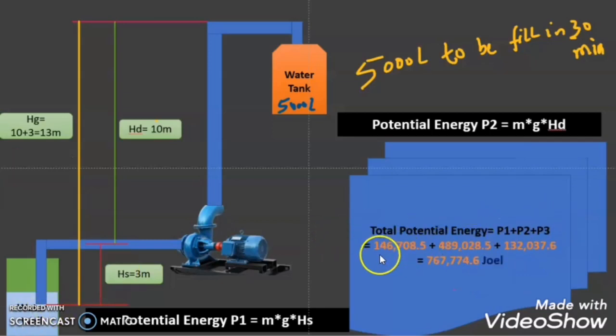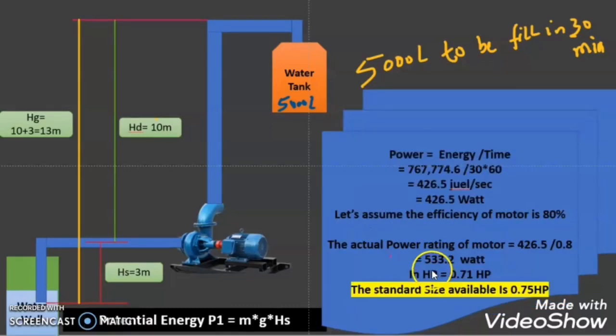Total potential energy is equal to the sum of all these, then it will come as 774.6 joule. So this is the total potential energy. Now we know that power is equal to energy by time. We know the total energy required by the pump, and the time: in 30 minutes we need to deliver this 5,000 liters of water. So we calculated the energy required to move the water. Now we have to calculate the power. Power is equal to energy by time.